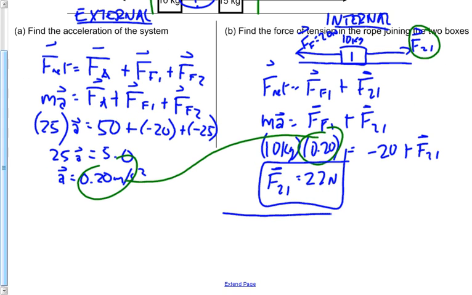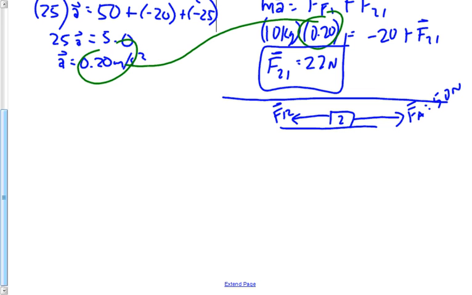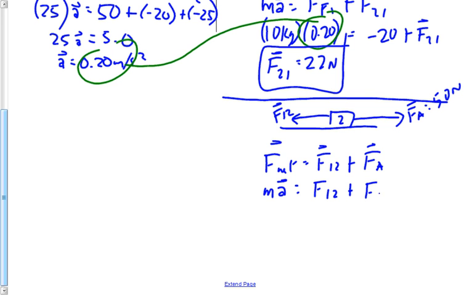Let's try this another way. Let's try drawing object number 2. On object number 2, there is a force to the right of 50 newtons, because we're pulling on the whole system there, right? And that's directly on object 2. There's a force to the left. It's a force of 1 on 2. What do you think we should get here when we solve for F12? Force between 1 and 2. What was the other mass? 15 kilograms?